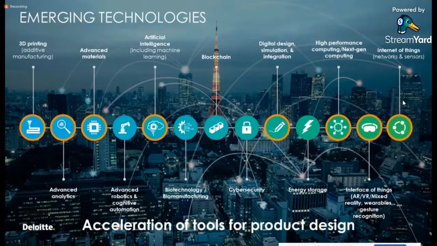Biotechnology and biomanufacturing is another emerging technology. Blockchain, cybersecurity, and forensics. Digital design, simulation, energy, high performance computing or cloud computing, AR, VR and MR, which is augmented reality, virtual reality and mixed reality, along with wearable and gesture recognition devices. And last but not the least is IoT, which talks about networks and sensors. So these are the emerging technologies.